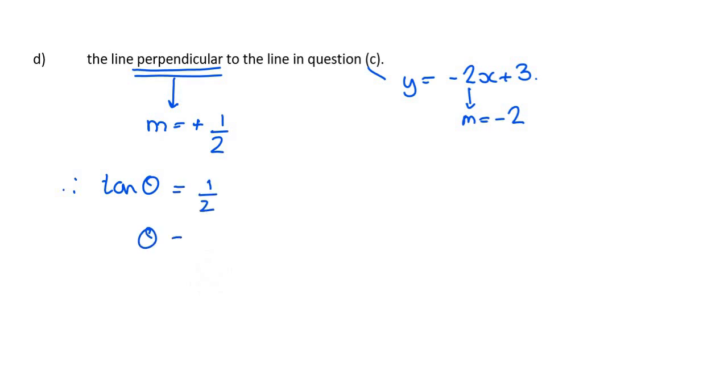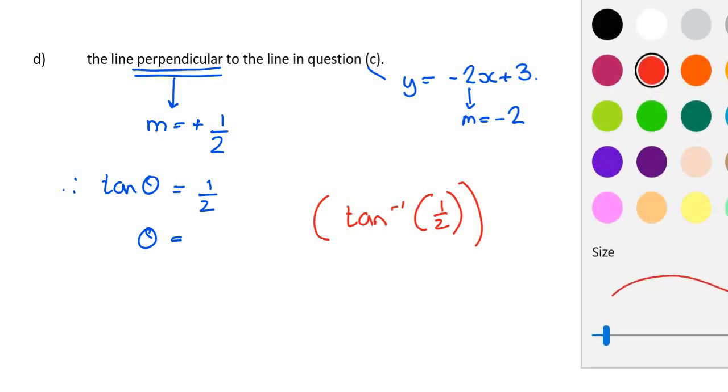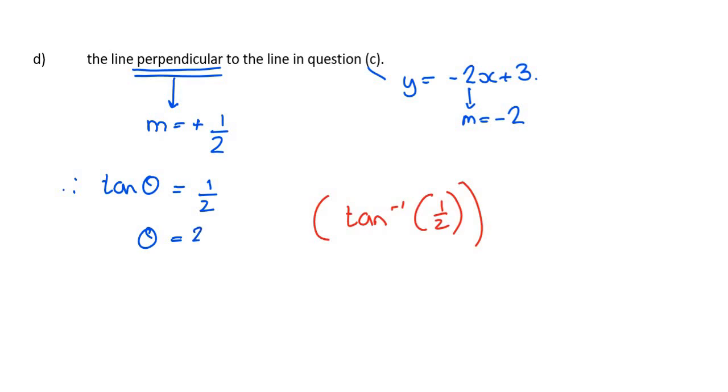And I should be able to go straight to theta. What am I doing on my calculator? On my calculator, I'm pushing shift tan, so it's tan to the minus 1 of a half. Now, the good news is that that's positive, and so I don't have to worry about the whole 180 thing. So in this case, I get 26,57 degrees.